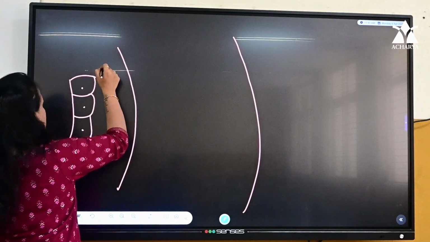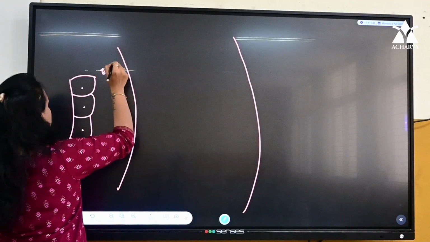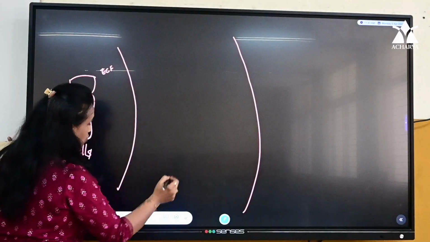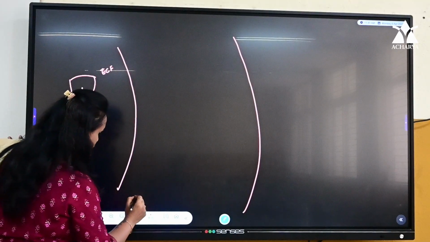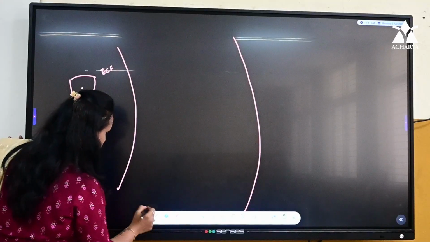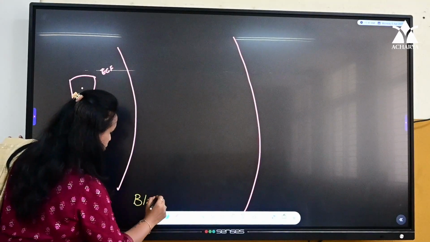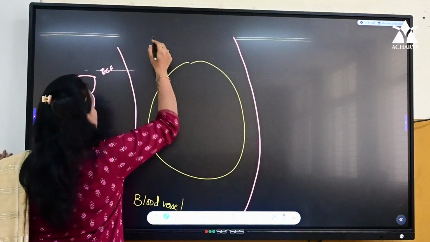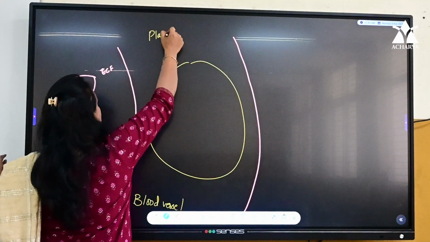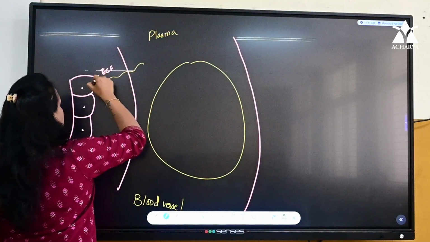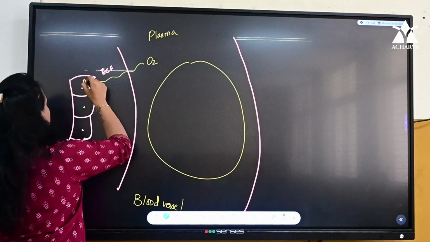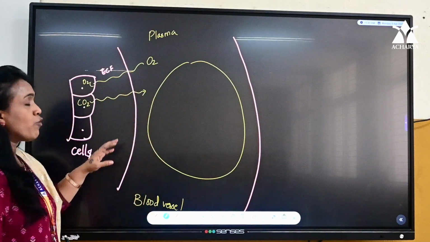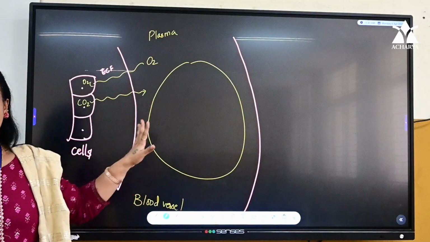So this is the ECF between the cells and the blood vessel. In the blood vessel, we see RBC, we see the plasma. So now oxygen from higher concentration is moving into the cells, and carbon dioxide from higher concentration is moving into the blood. Now we are going to study transport of only carbon dioxide.